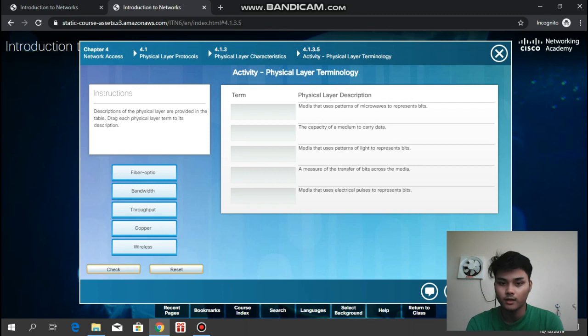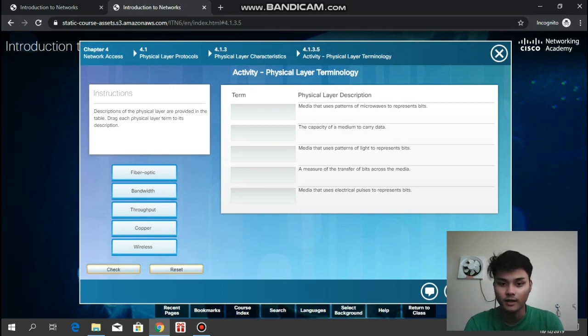So we have here the physical layer descriptions: media that uses patterns of microwaves to represent bits, the capacity of a medium to carry data, media that uses patterns of light to represent bits, a measure of transfer of bits across the media, and media that uses electrical pulses to represent bits. It's easy to answer this because we already tackled it, and for those who do not know how to answer this, I will teach you.